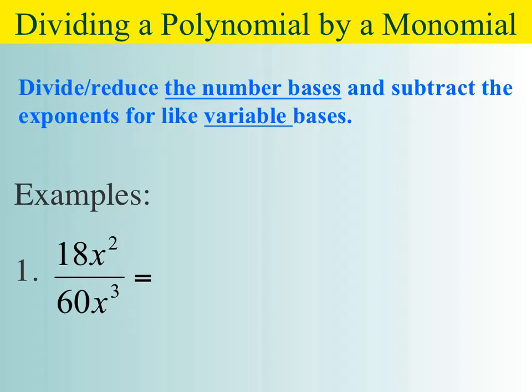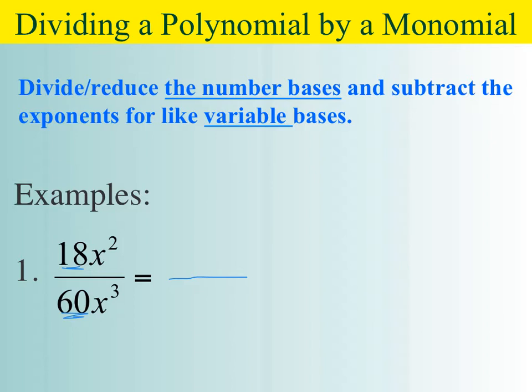Okay, so for 11.1, we're going to look at dividing polynomials by monomials. And so the rule for this is to divide or reduce the number bases and to subtract the exponents for like variable bases. So this first example that we have is actually like chapter 7, since it's a monomial divided by another monomial. The laws of exponents and what we're talking about right now states to look at your numerical bases that are not the same, so 18 and 60, divide or reduce that.